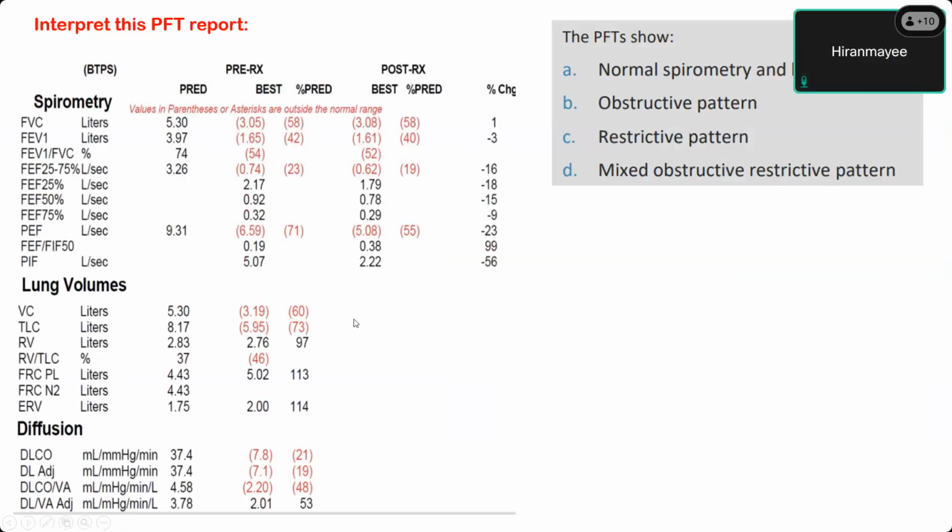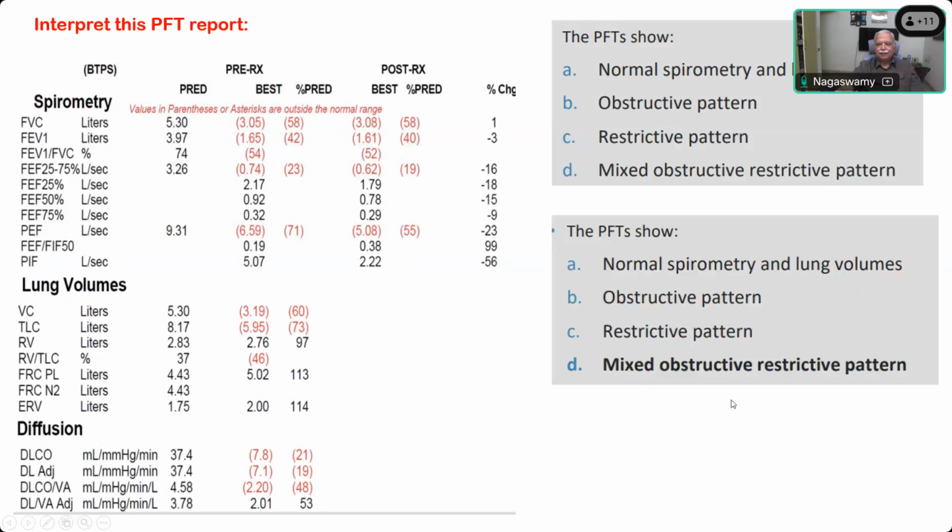Restrictive pattern. FVC is low, restrictive pattern, right? The FEV1 to FVC ratio is also reduced. Why do you say restrictive? Because the total lung capacity is reduced. Reduced, but this is also reduced. So mixed obstructive and restrictive. So it is a mixed obstructive restrictive pattern.